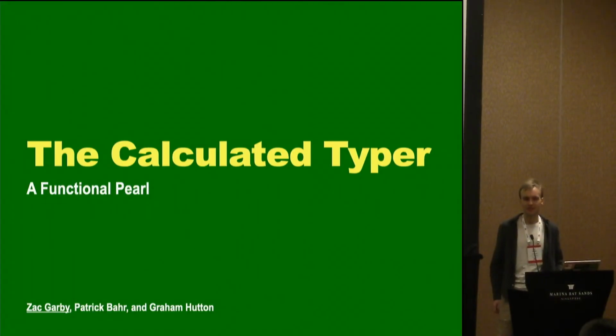So maybe you've seen some of the work in calculating compilers, calculating other programs. There's this really nice example of how you can calculate a fast reverse function from the naive inefficient definition. But don't worry if you've not seen any of this before, because I'm going to explain it all as we go along. This is a functional Perl, and for good reason.